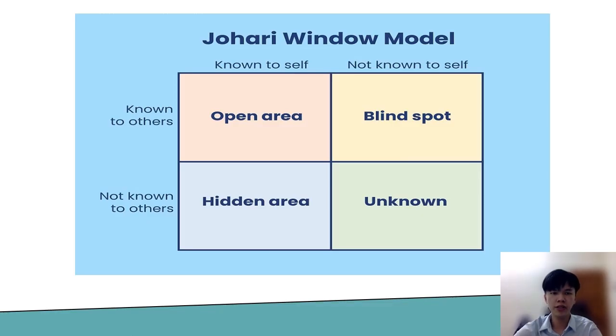I will be presenting the Johari window model. The Johari window model is illustrated as a normal window consisting of 4 panes. These panes can be described as open area, blind spot, hidden area, and unknown. Two of the panes represent self, which are known to self and not known to self, while the other two panes represent others, which are known to others and not known to others.